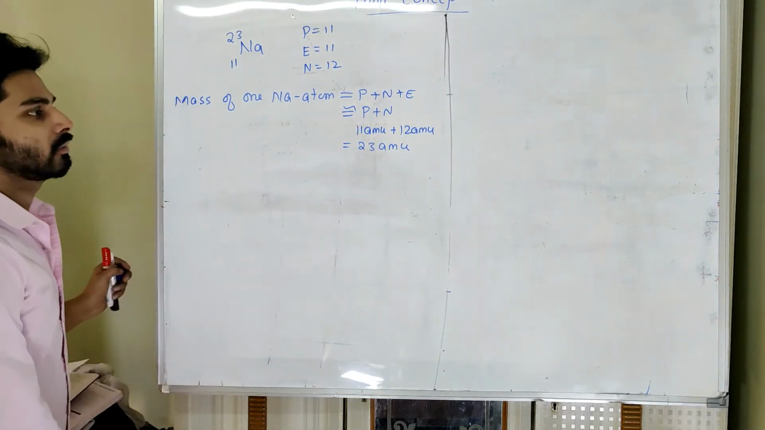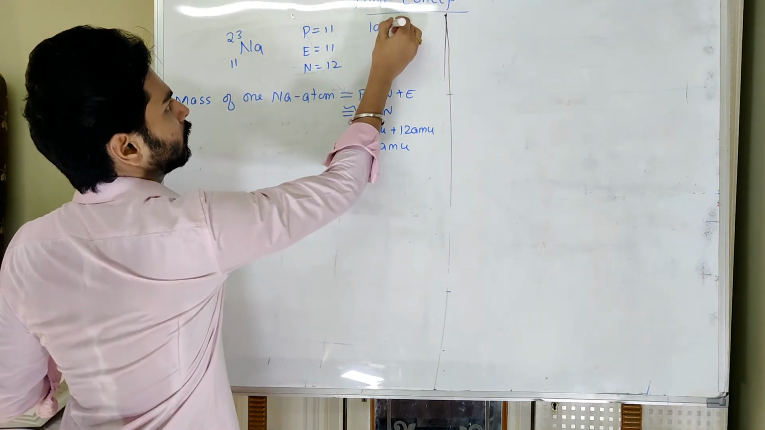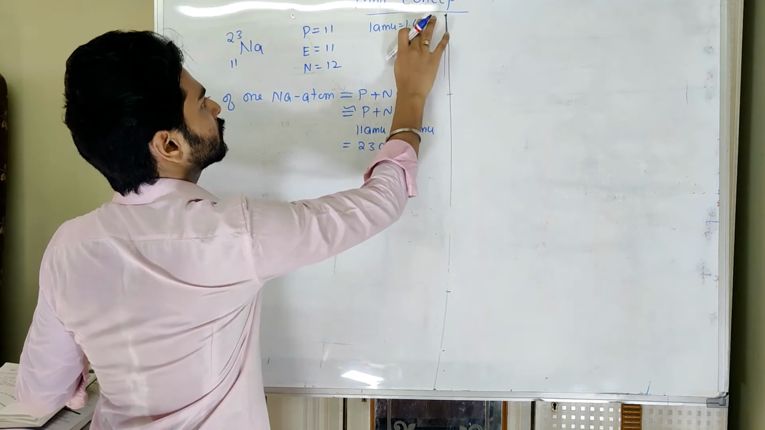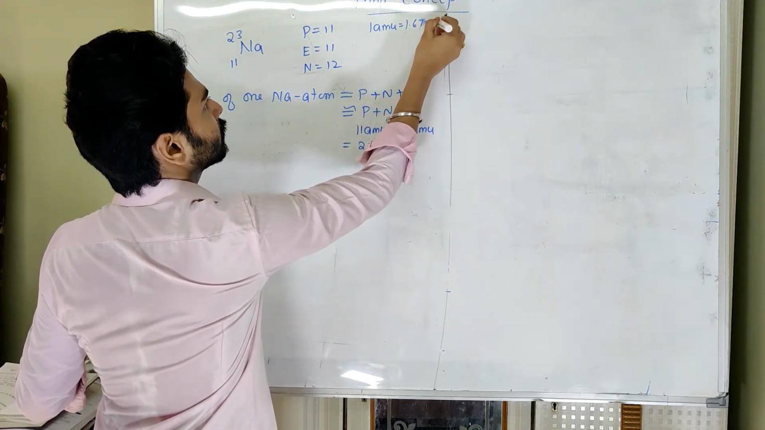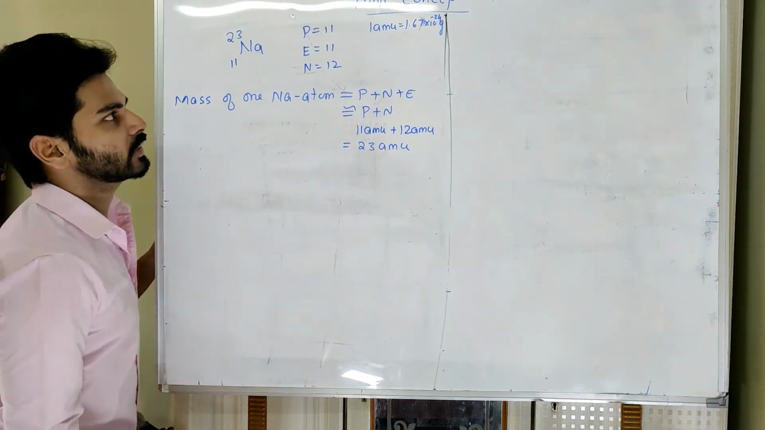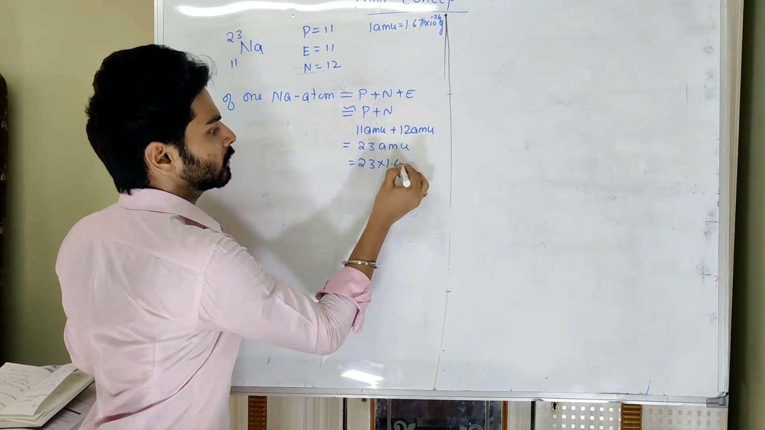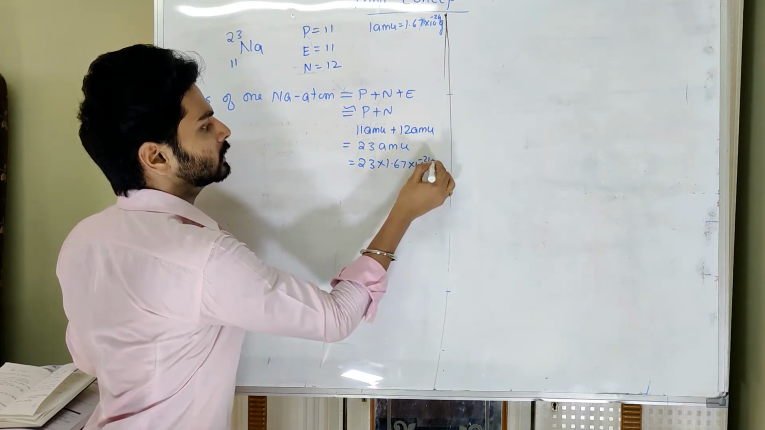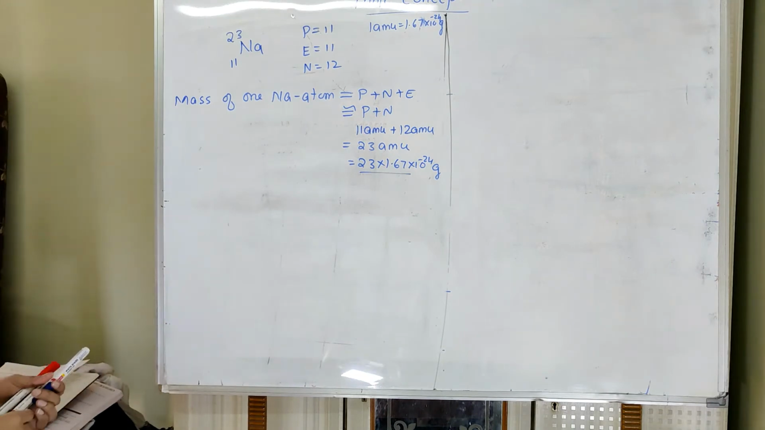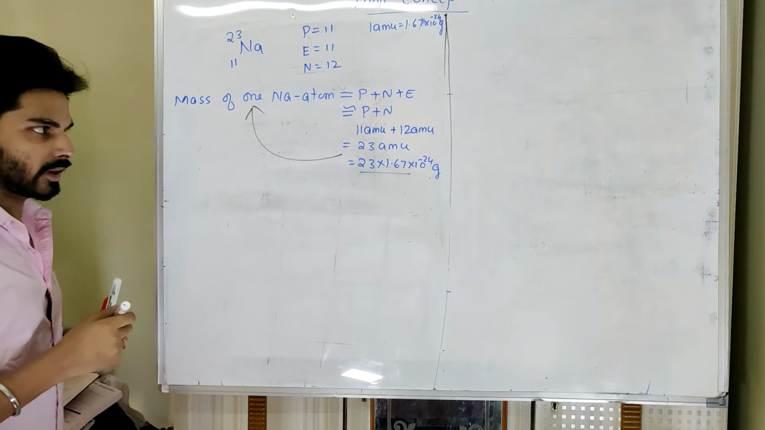Now from the earlier calculation, if you want to convert that into gram, this conversion factor can be used: 10 raised to minus 24 gram. We know 1 AMU is equal to 1.67 into 10 raised to minus 24 gram. So if I want to convert that into gram, I simply multiply. Now the things are in gram. So what is this? This is actually the mass of one sodium atom.